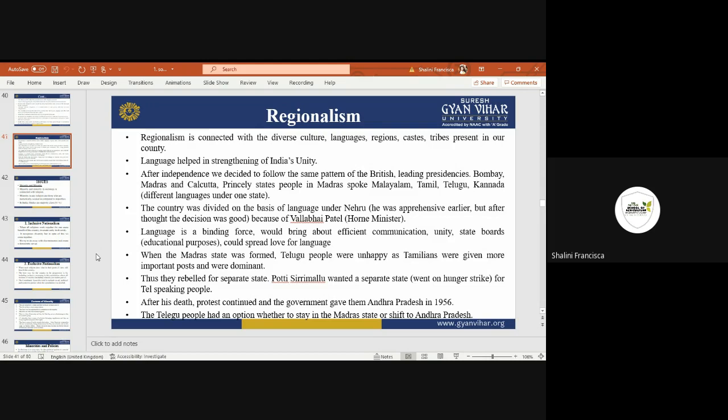After independence, we decided to follow the same pattern of the British-led presidencies: Bombay, Madras, and Kolkata, and princely states. People in Madras spoke Malayalam, Tamil, Telugu, Kannada. The country was divided on the basis of language under Nehru, because of Vallabhbhai Patel.